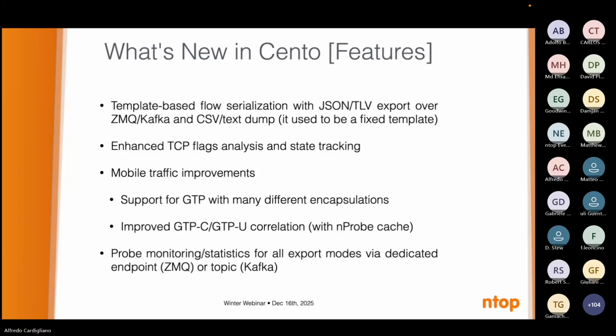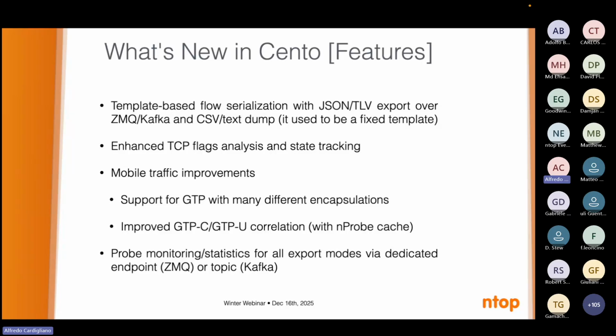Also in nProbe Cento, we added the ability to export more information about, for instance, TCP flags. We extended also the GTP analysis, supporting more encapsulations, and also here adding the correlation of GTPC, GTPU. Usually in this case, GTPC is processed by nProbe Pro Enterprise, which is exporting information using a cache to nProbe Cento, which is doing the correlation with the data traffic.